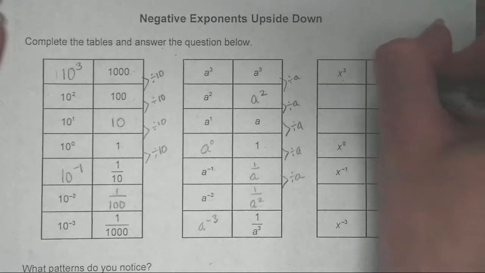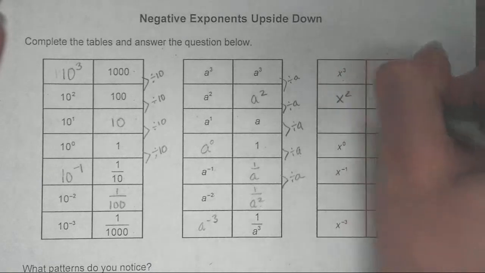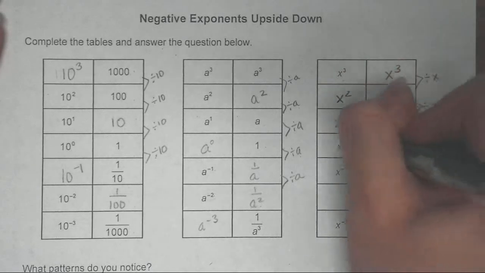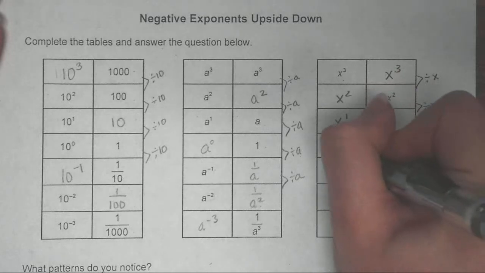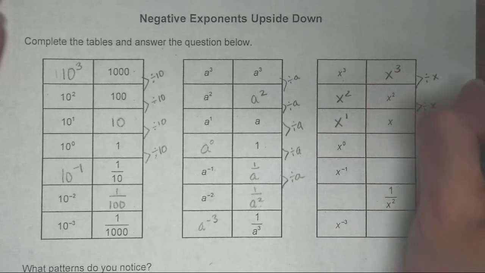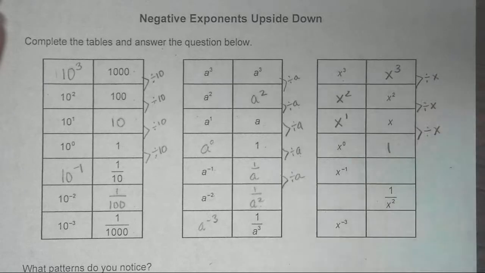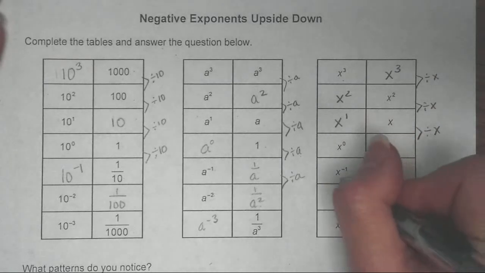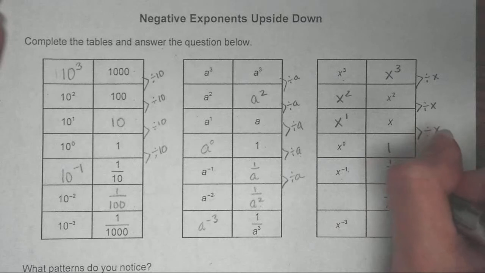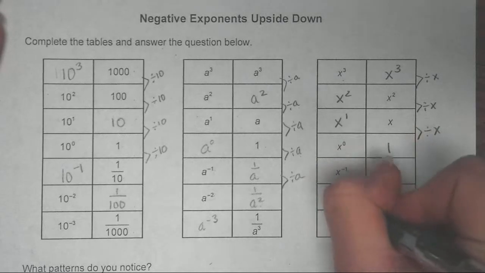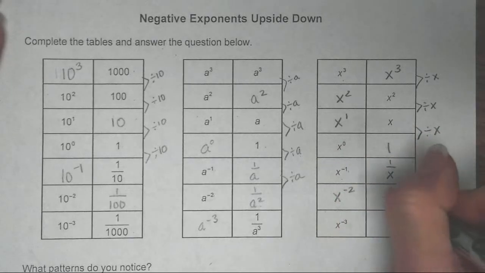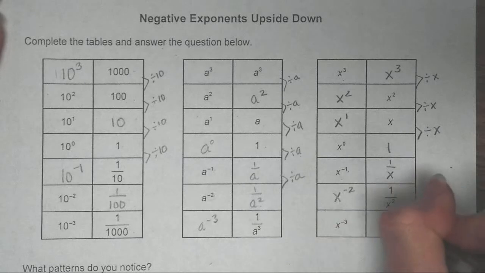So x cubed is just x cubed. X squared is just x squared. X to the first is x. X to the 0, if we follow the pattern, divide by x, x divided by x is 1. Anything divided by itself is 1. X to the negative 1 would be 1 over x to the first. X to the negative 2 would be 1 over x squared. And x to the negative 3 would be 1 over x to the third.